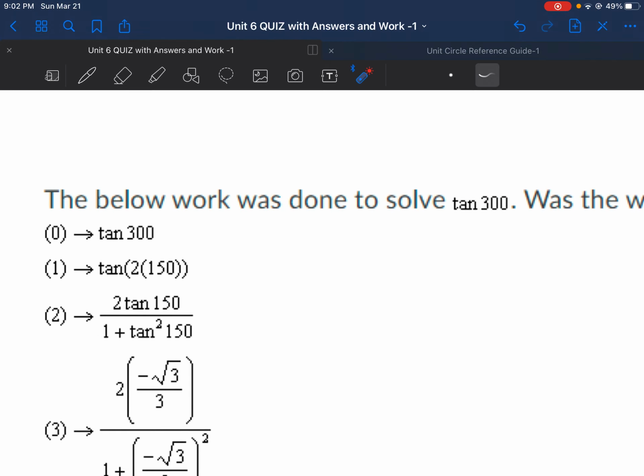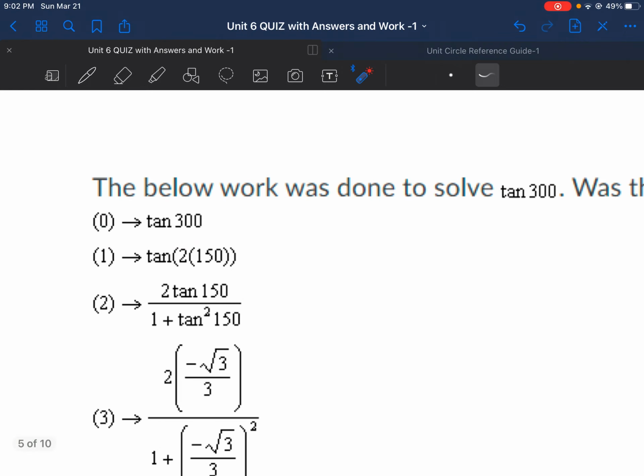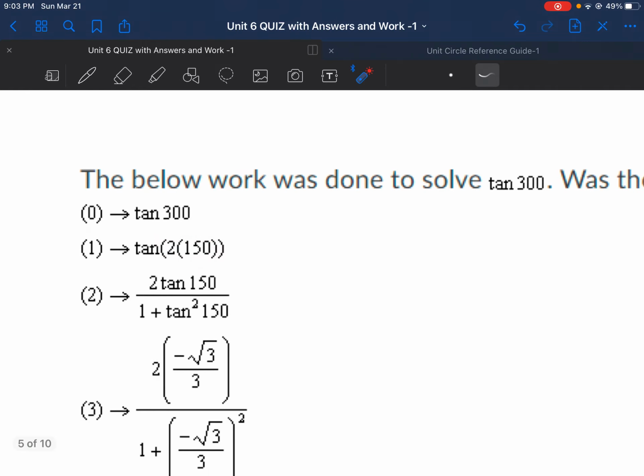This student is saying, well, first off, they copied it over correctly. So line 0 looks good. They're saying that 300 degrees is 2 times 150, which is correct. 2 times 150 is 300. And then they're saying that this is the formula. So let's just go ahead and double check.